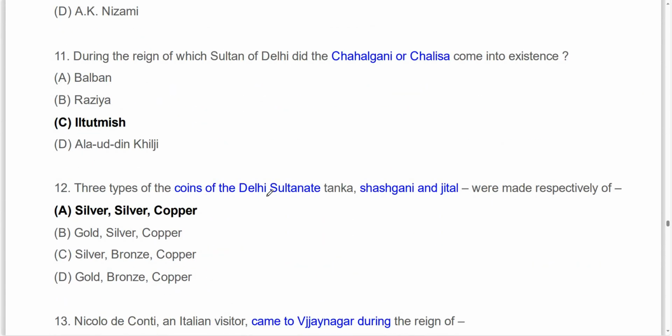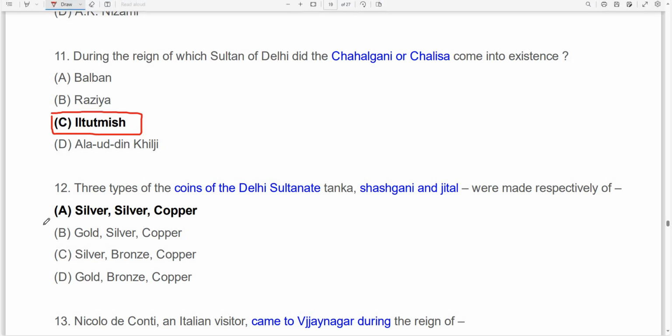During the reign of which Sultan of Delhi did the Chahalgani or the Chalisa come into existence? The Turkan-i Chahalgani came into existence during the time of Iltutmish. Moving on to the next.